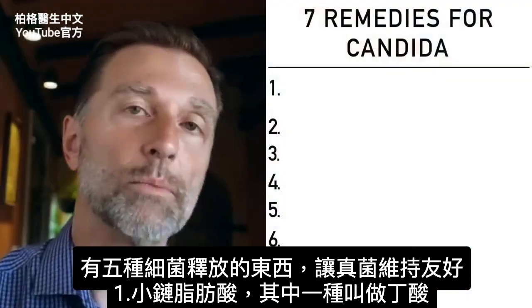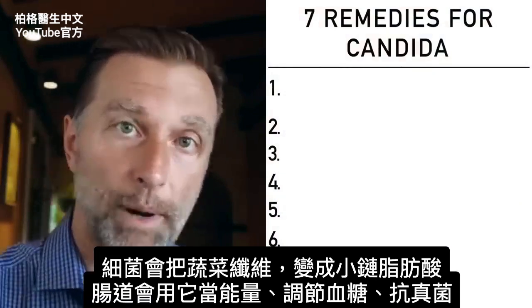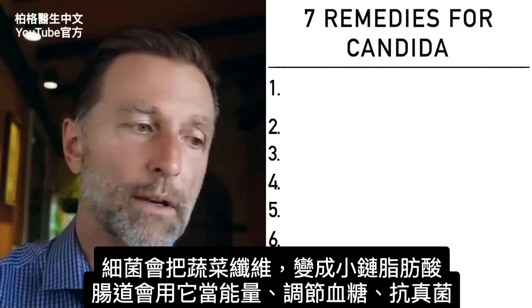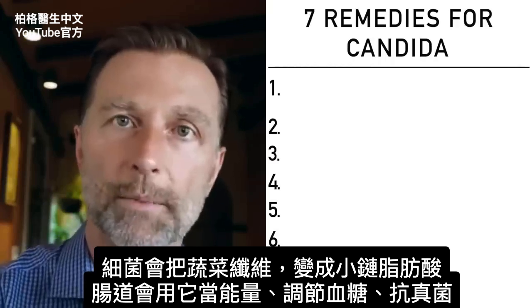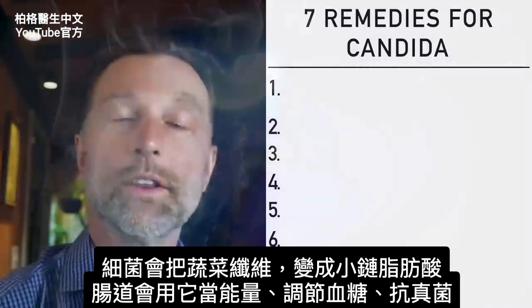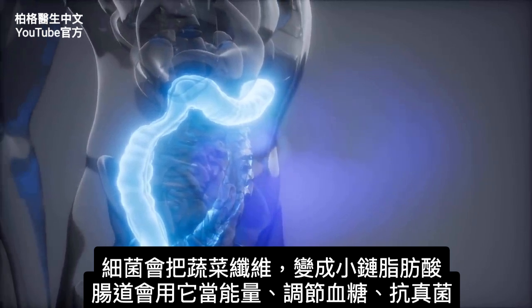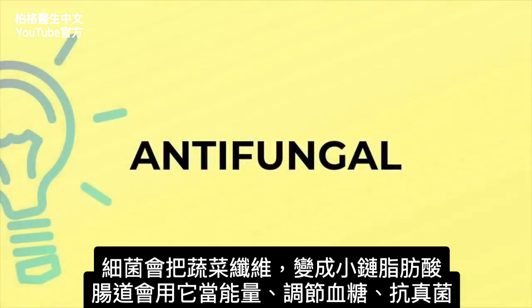One of them is called butyrate. And these fatty acids come as a byproduct of you consuming vegetable fiber, okay? From the fiber, it changes into these fatty acids, and then the colon uses them for energy. They're good for regulating your blood sugars, but they're also really good as an antifungal.